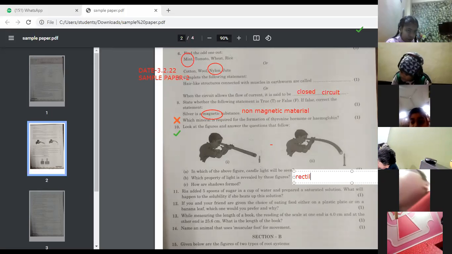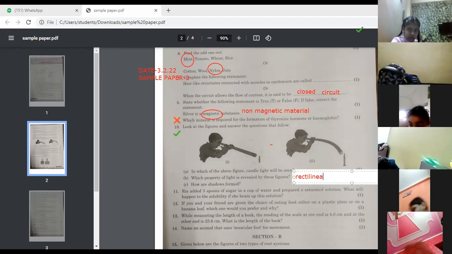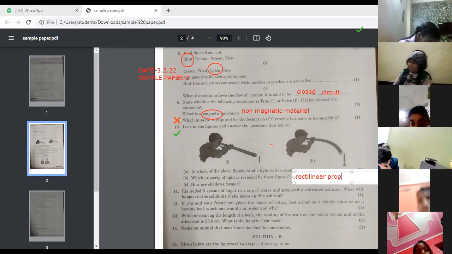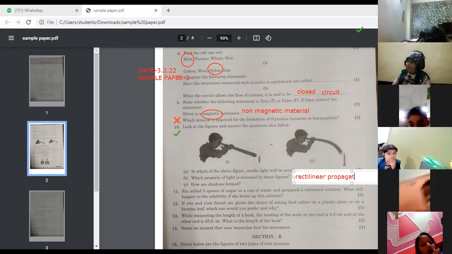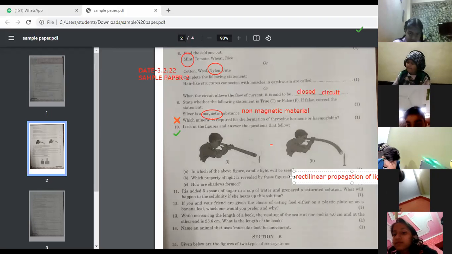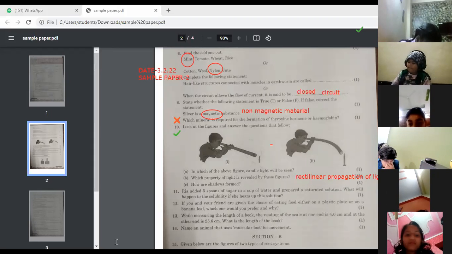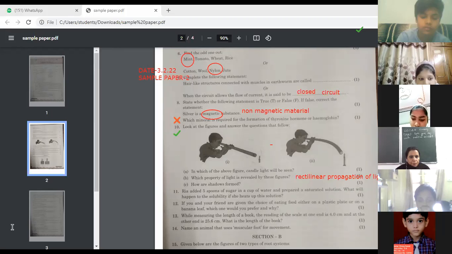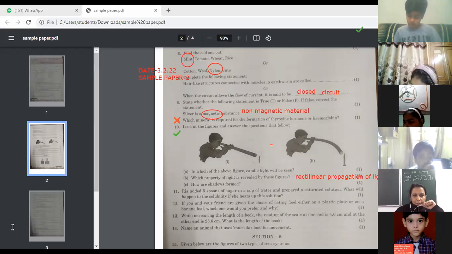It's rectilinear propagation of light. Kindly write down, everyone. Rectilinear propagation of light is known as that light travels in a straight line.